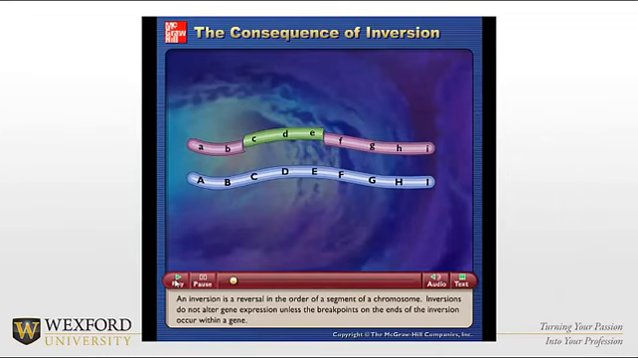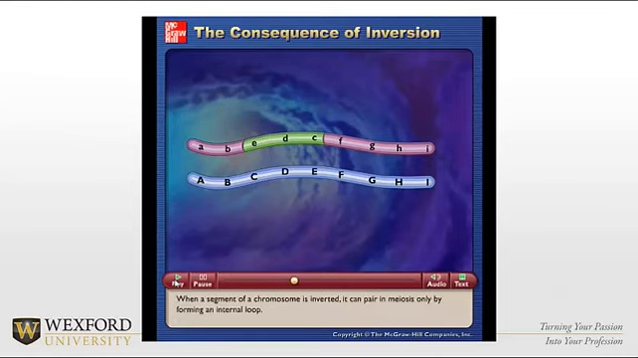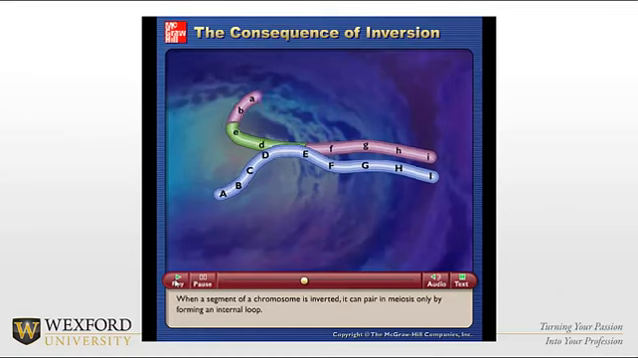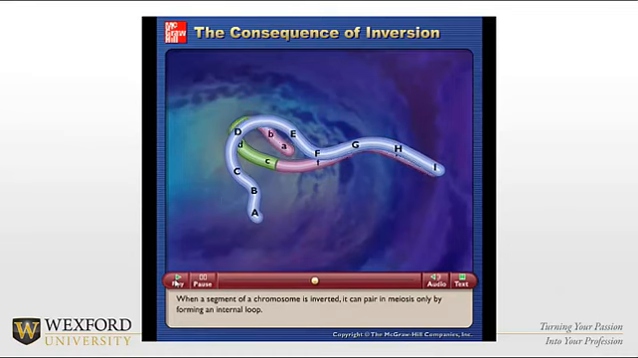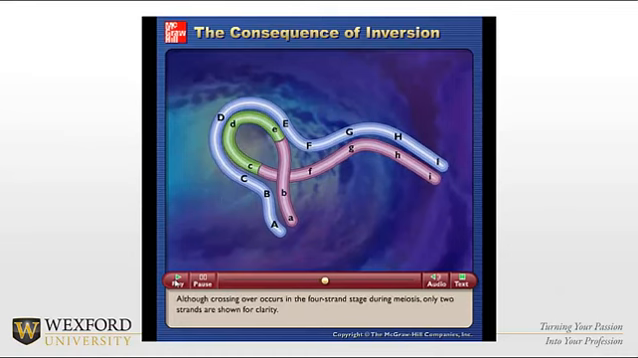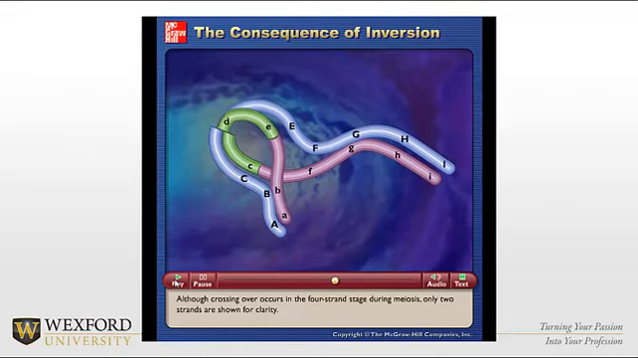An inversion is a reversal in the order of a segment of a chromosome. Inversions do not alter gene expression unless the breakpoints on the ends of the inversion occur within a gene. When a segment of a chromosome is inverted, it can pair in meiosis only by forming an internal loop. Although crossing over occurs in the 4-strand stage during meiosis, only 2 strands are shown for clarity.